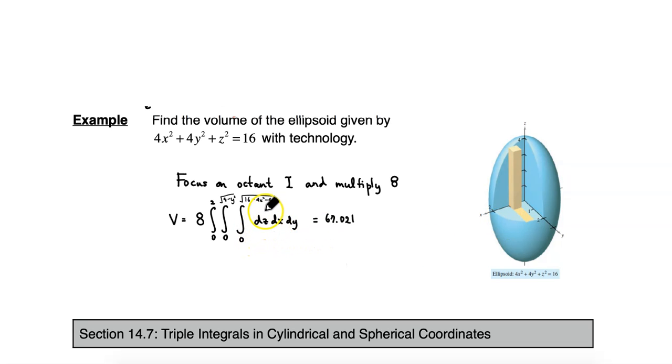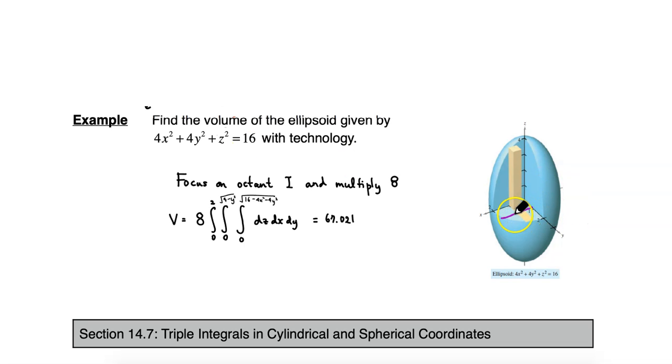Here the order chosen was dz dx dy. So first let's look at y. Y goes from 0 to 2. And then if I choose a certain value of y, then x goes from 0 to square root of 4 minus y squared. So how did I find that? I set z equals 0 because we are in the plane, and I solve for x.